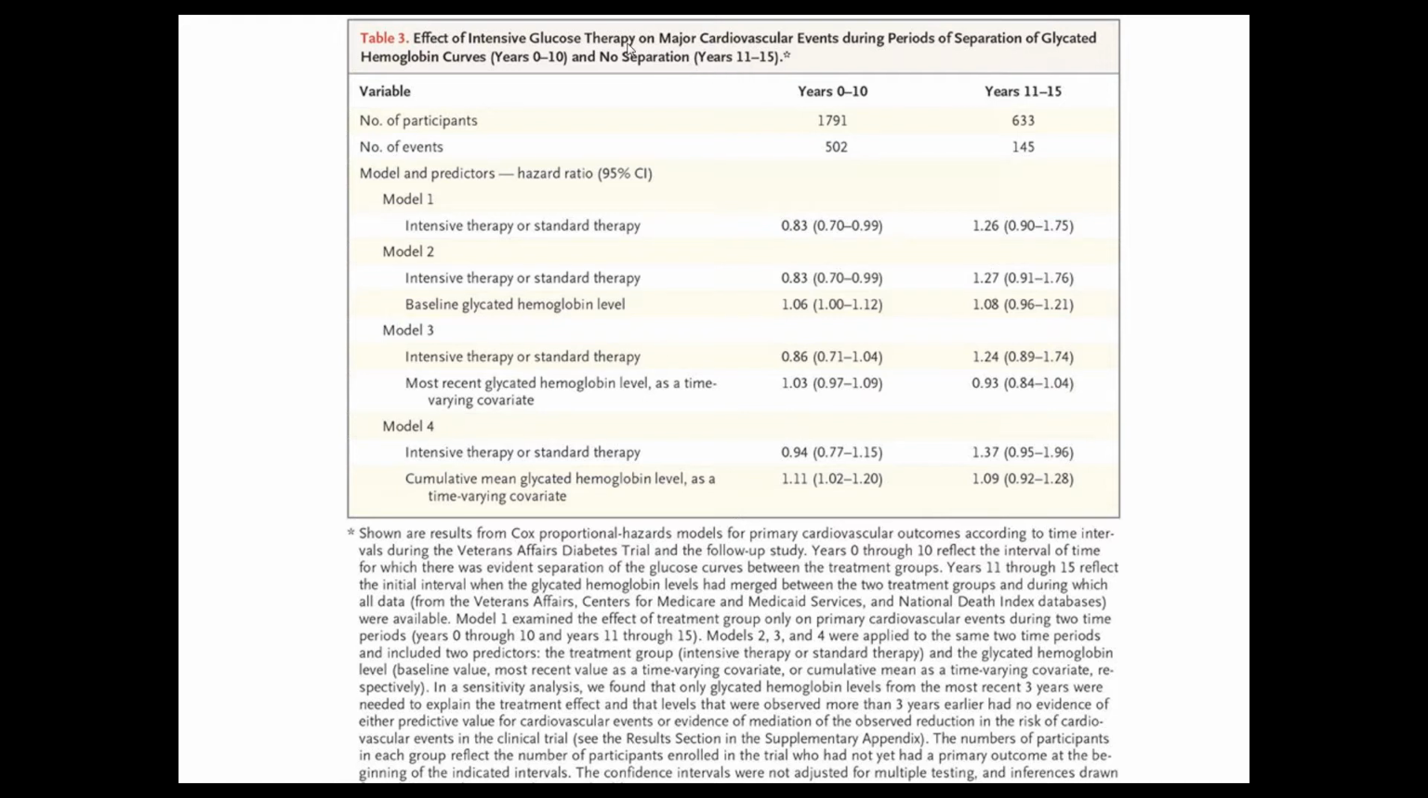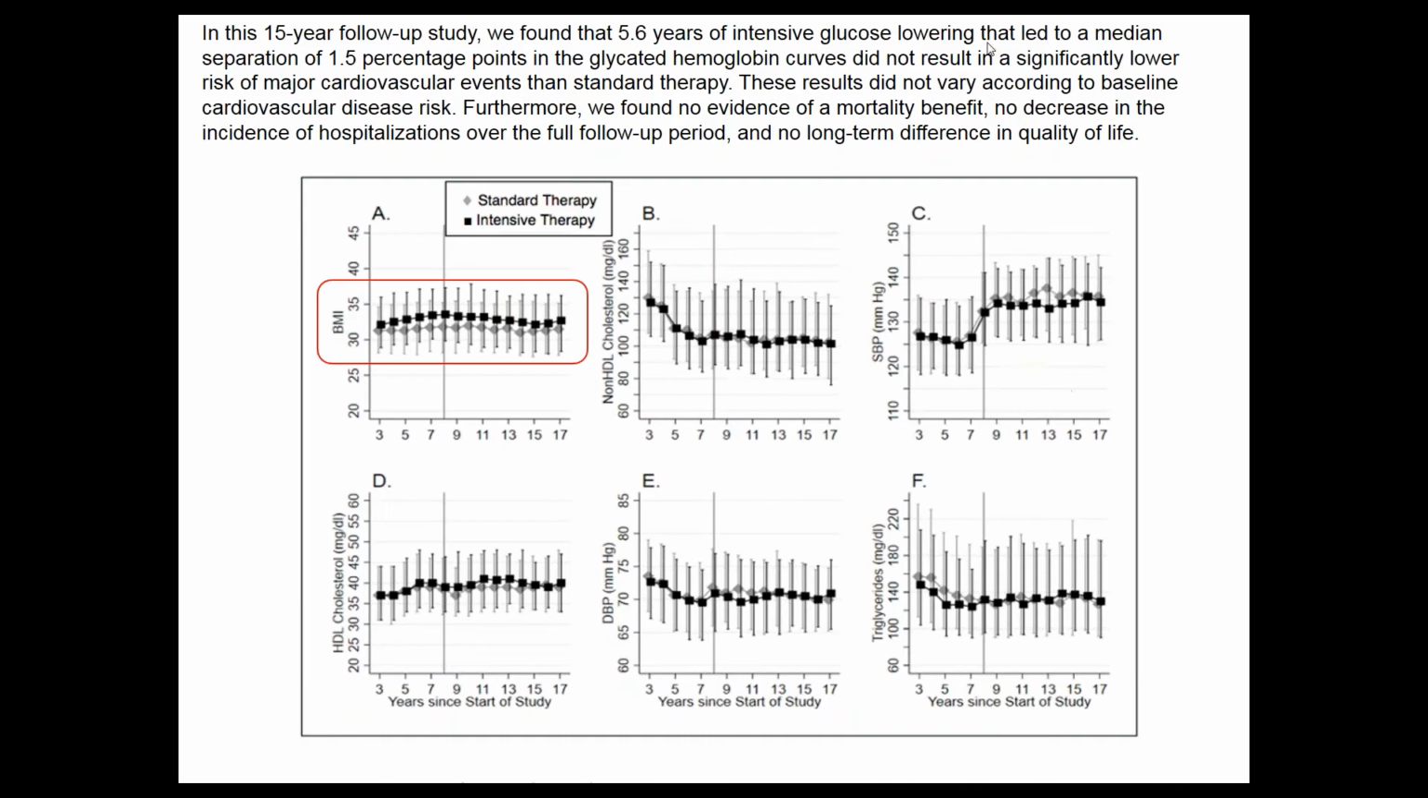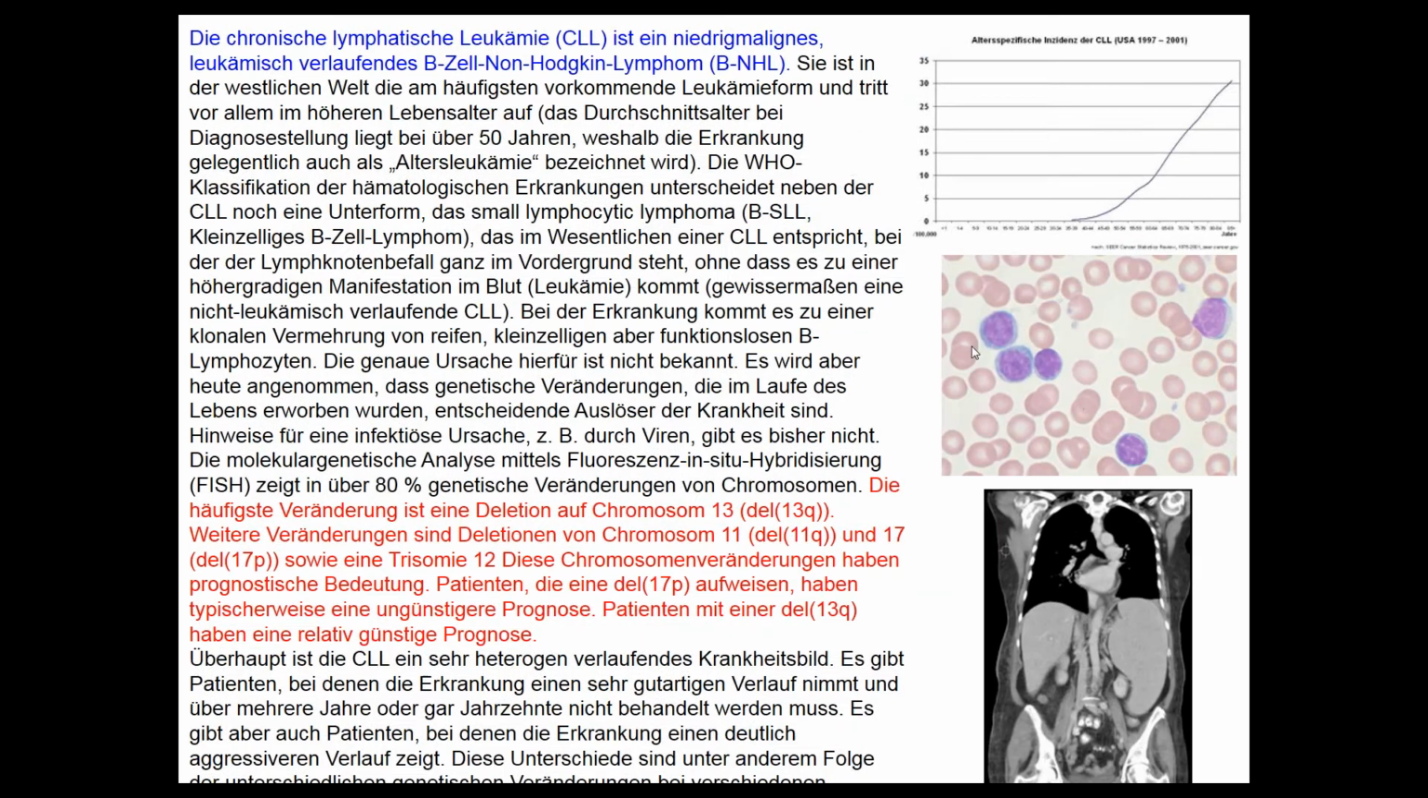This table shows the effects on major cardiovascular events during the period of separation, and basically it's a negative study. Now, in the supplemental appendix, I did find out that the BMI levels were higher in the intensive care patients than in the usual care patients, and they stayed high throughout the duration of the study, and all these other variables look about the same.